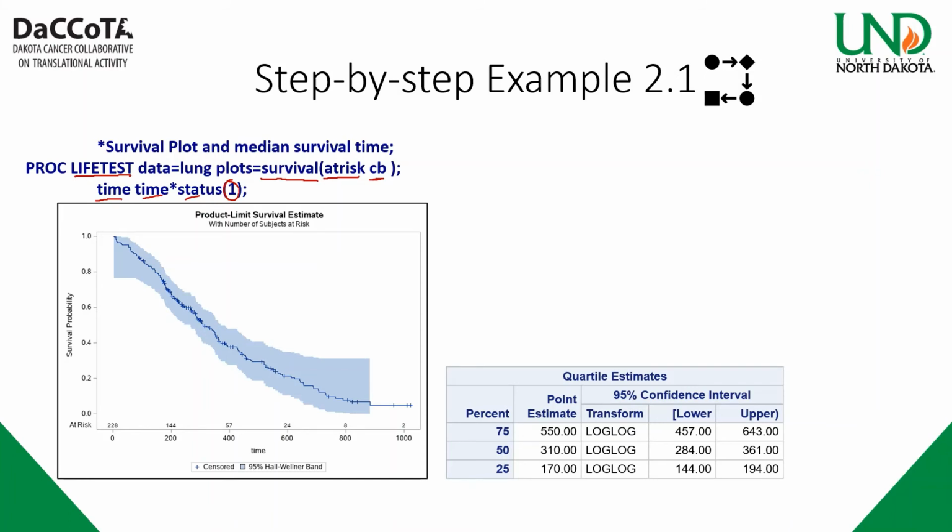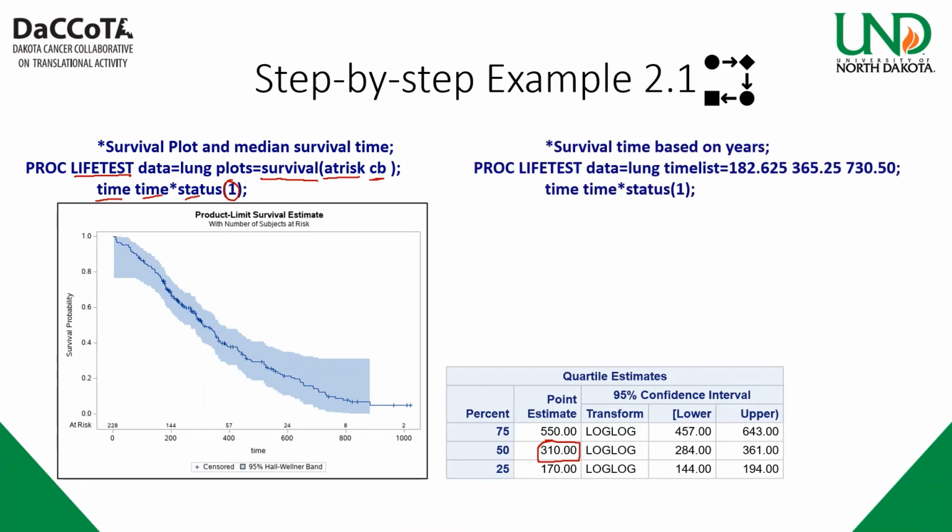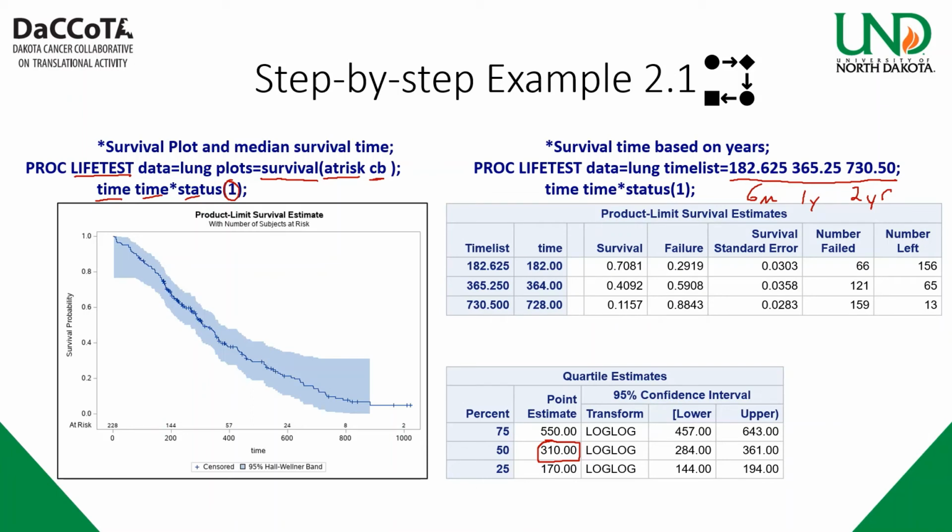Here are some quartile estimates. At 50%, so the median, because the 50% quantile is the median, median survival time is 310 days. But if we want to do it based on specific years, again, we're translating years. So this is 6 months, 1 year, 2 years. Translating that to days, we can do that, and that'll give us different estimates at our specific time list. And again, we get the exact same values, 70%, 40%, and a little over 10%.